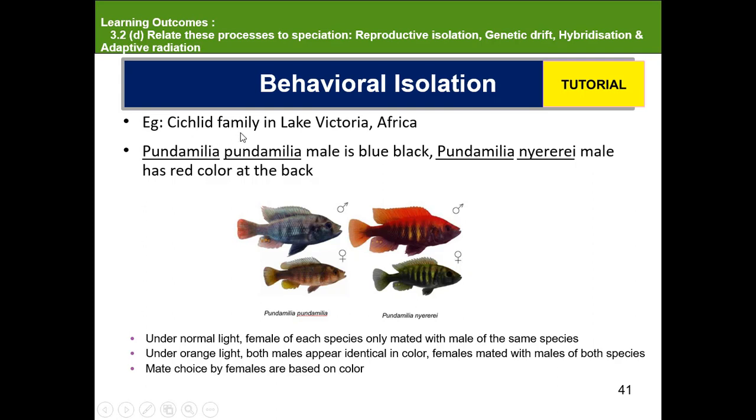Another example, the cichlid family in Lake Victoria in Africa. So the Pundamilia male is blue-black, while the Pundamilia nyererei male has red color at the back. Under normal light, females of each species only mate with males of the same species. But under orange light, both males appear identical in color. Females mated with males of both species, so mate choice by females is based on the color.